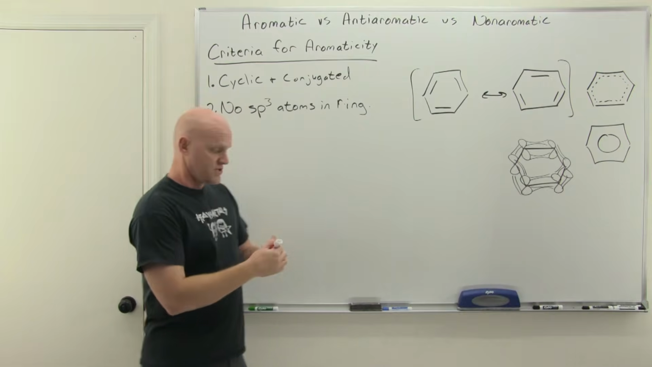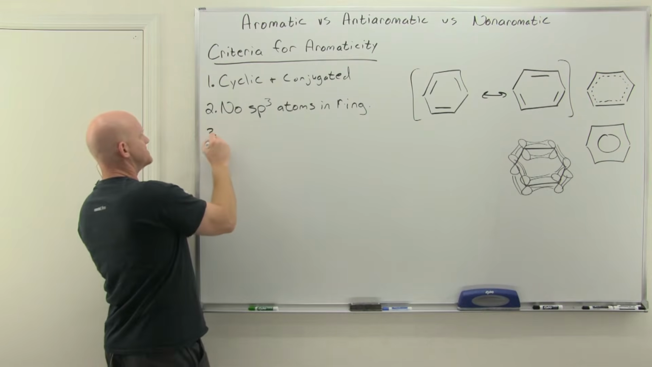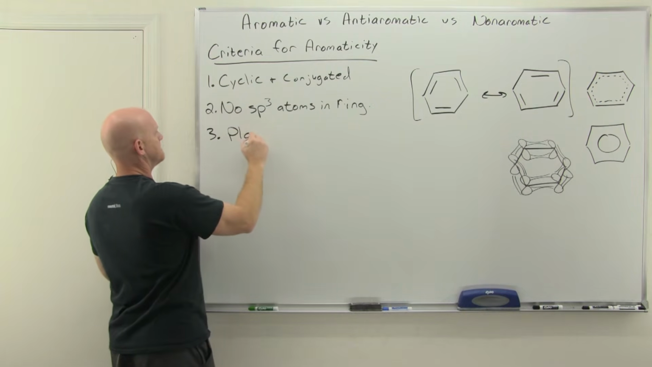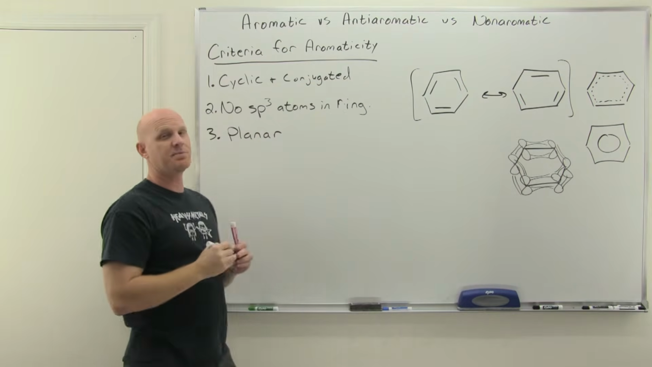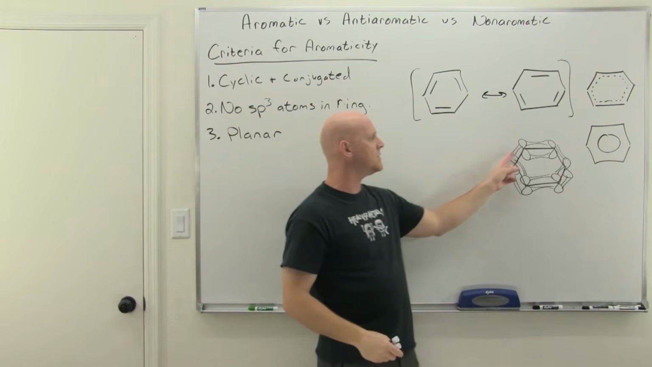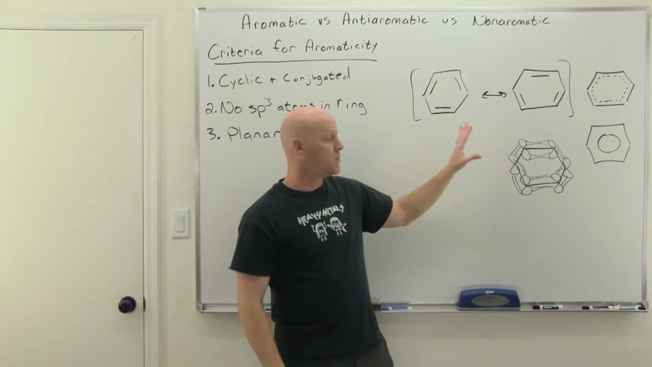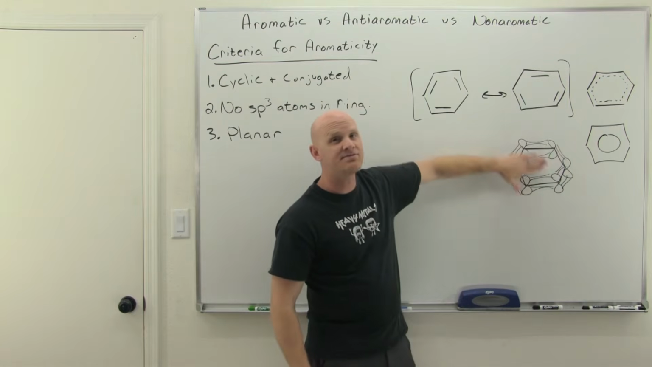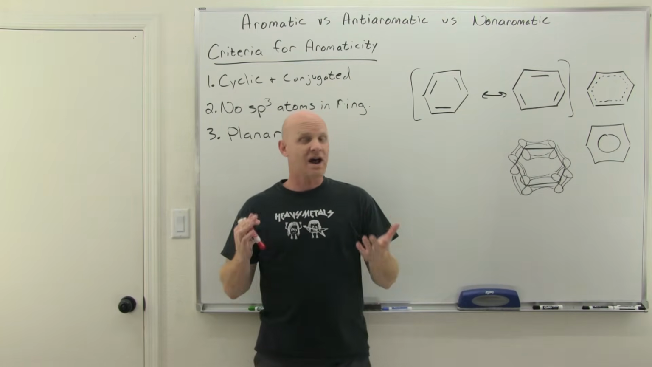Okay. So that's your second criteria. If we look at your third criteria, it is that your ring has to be planar. The idea is that you need a parallel system of p orbitals, and they're only going to all be parallel to each other if it is a flat structure. So it's got to be able to be planar.